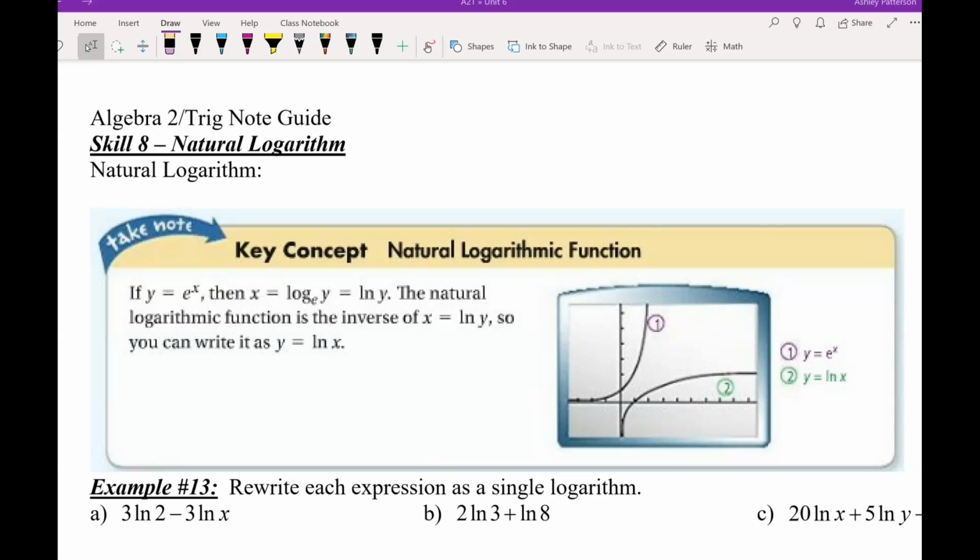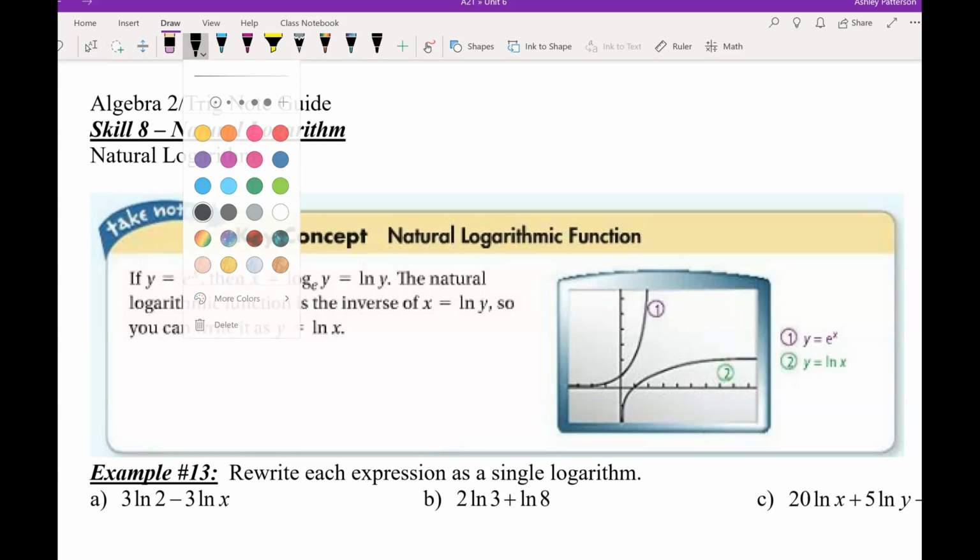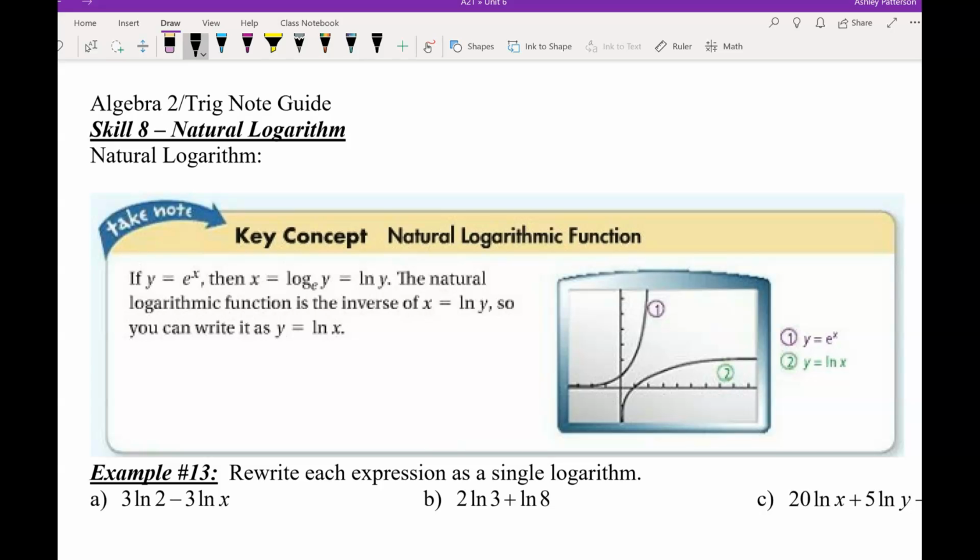All right, here we are, the very last skill for this unit, what are we, 6? It's all about the natural logarithm. Now be careful, because sometimes we tend to think that this is something so different. And everything that we have been practicing up until this point, nothing changes. The only thing that changes is that this is a logarithm with a base of e. So, logarithm with base e.